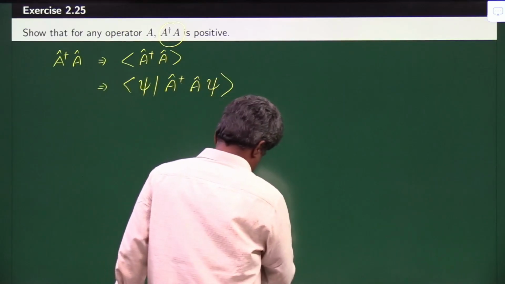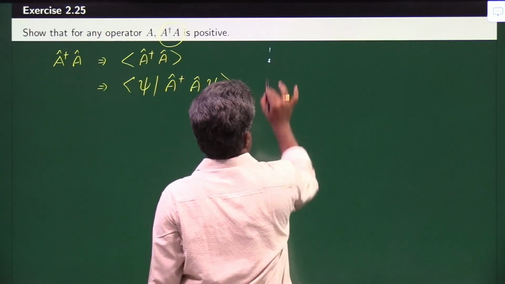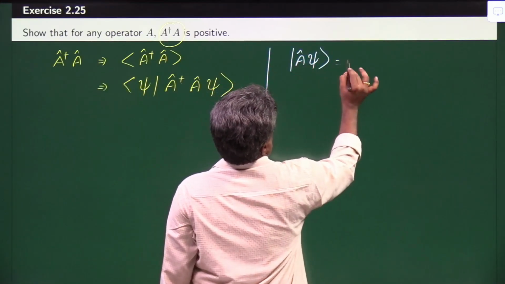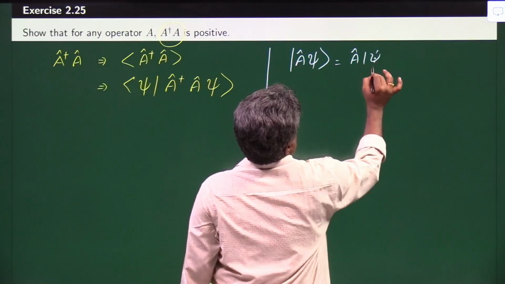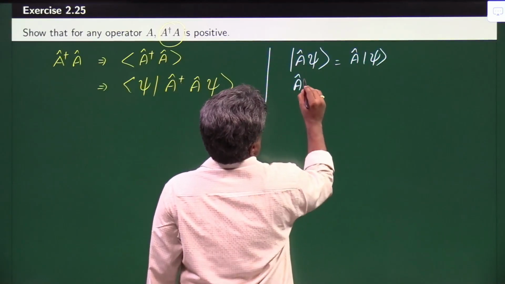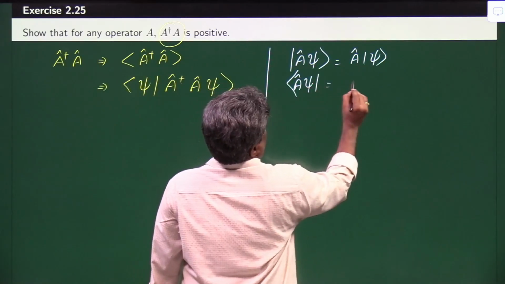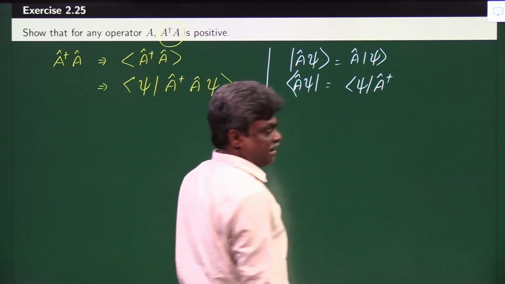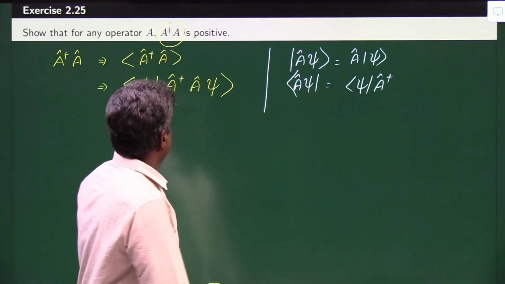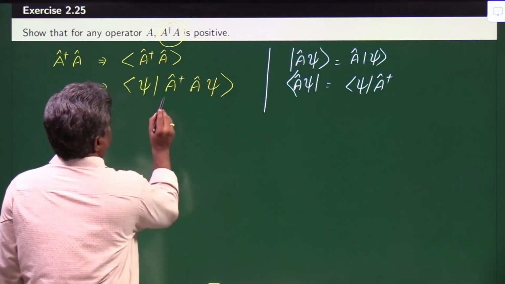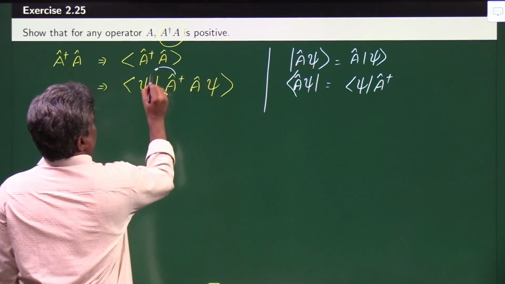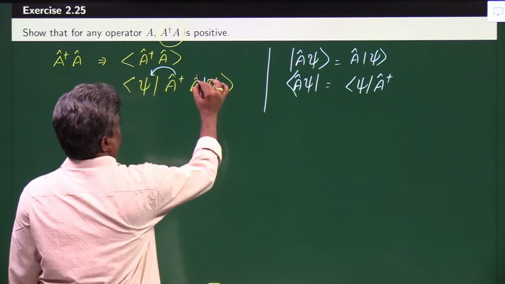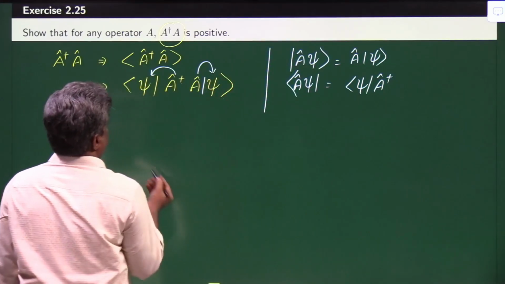Earlier I have given some Dirac notations in earlier problems. Whenever an operator is inside the ket vector, it comes out as it is, and whenever an operator is in a bra vector, this can be written as bra psi with A dagger. You will get the Hermitian conjugate out. So by using that technique, here I have A dagger, so I can write it inside, and here it is A, so I can write it inside the ket vector.